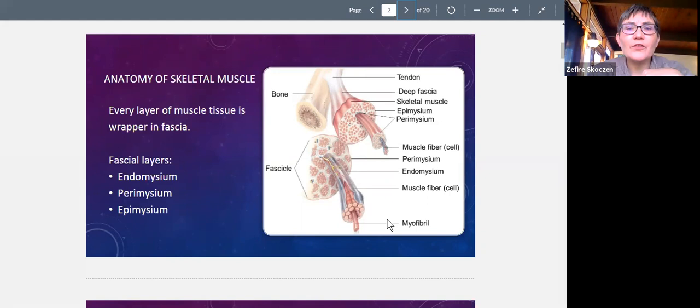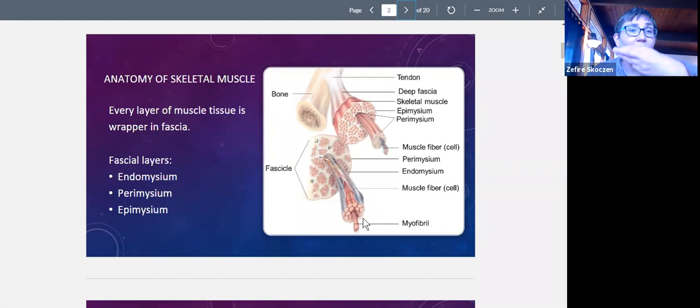So the individual fibrils that make up muscle fibers, every one of those muscle fibers, which is a muscle cell, is wrapped in fascia. And then you take those different muscle cells, each individually wrapped in fascia, and you wrap those together in fascia, and now it's a fascicle.